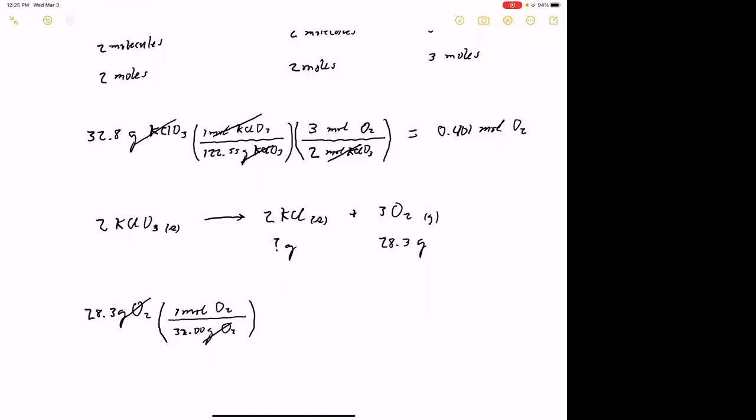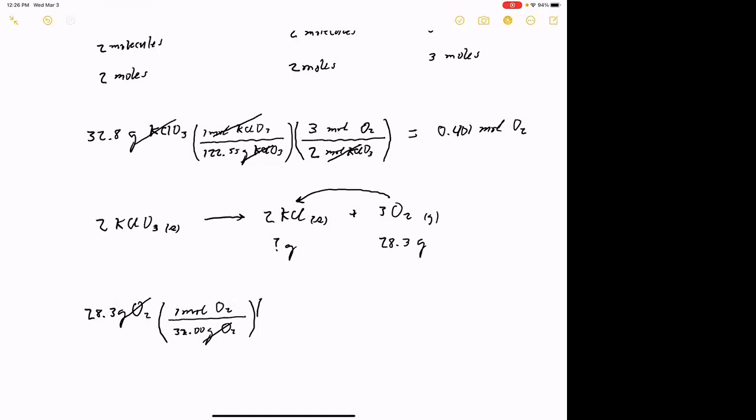So now I can establish my mole bridge again. But the nice thing about a mole bridge is I can establish a mole bridge between any two things in a balanced chemical reaction equation. It doesn't have to be just between a reactant and a product or a product back to a reactant. In this case, I can establish a mole bridge between a product and another product. Okay. All I need is a balanced reaction equation, and I can relate anything in that balanced reaction equation to anything else in that balanced reaction equation. Doesn't matter what it is.